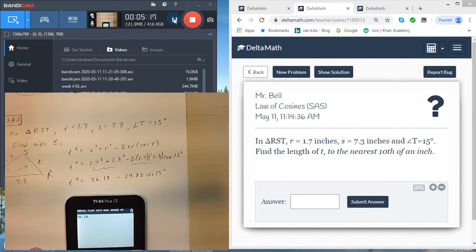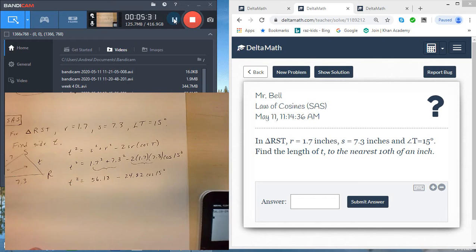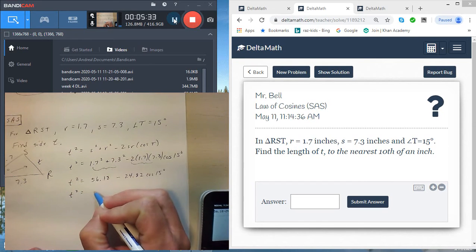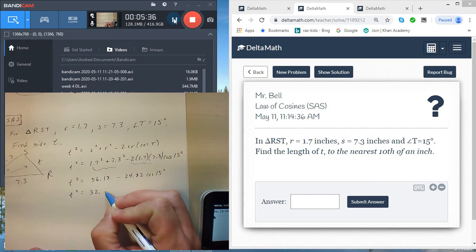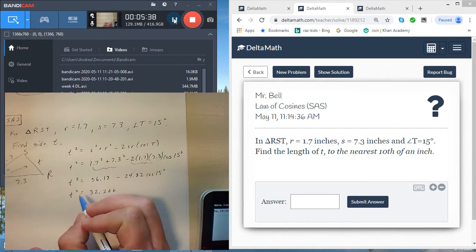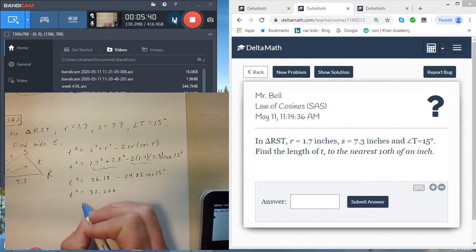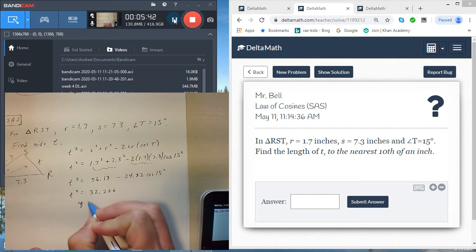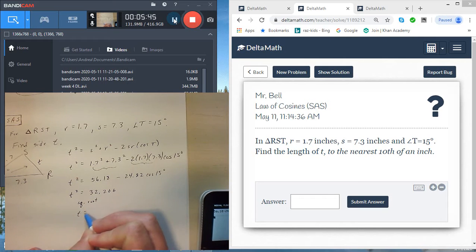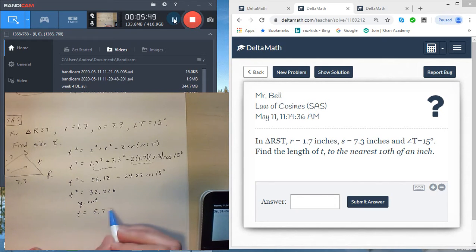56.18 minus 24.82 times cosine of 15 degrees. Remember, your smartphone usually can do all this stuff too. All these calculations give me 32.206. So t squared is 32.206. Now I just have to take the square root of both sides. So we end up with t being about 5.7 to the nearest tenth.